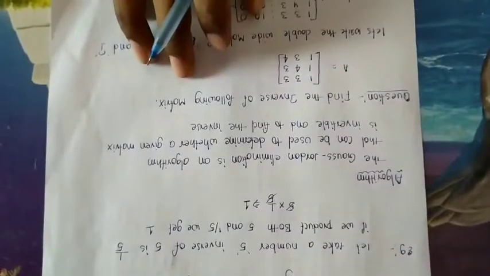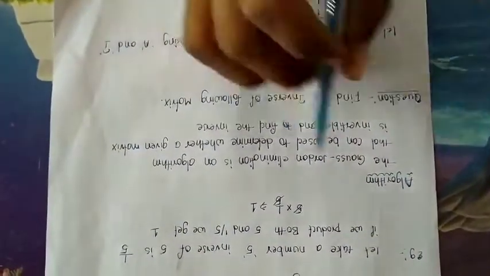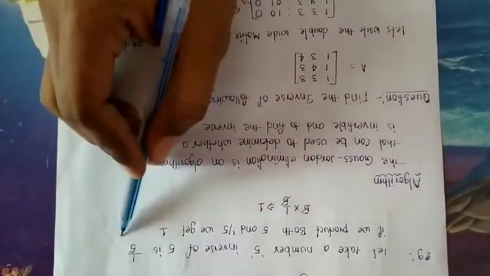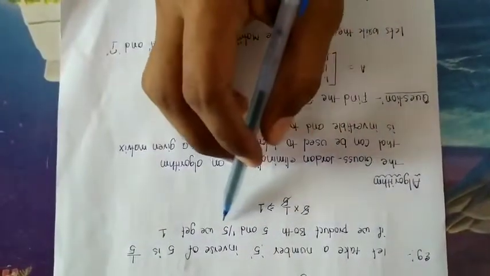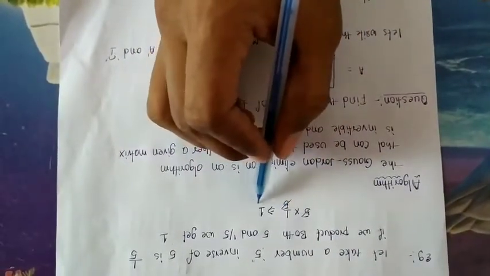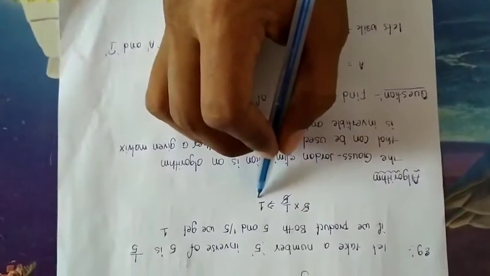If we see a general example of inverses, let's take the number 5. The inverse of 5 is 1 by 5. If we multiply both 5 and 1 by 5, we get the value 1. The mathematical operation of the product is 5 into 1 by 5 equal to 1. Like this, we perform it for matrices also.